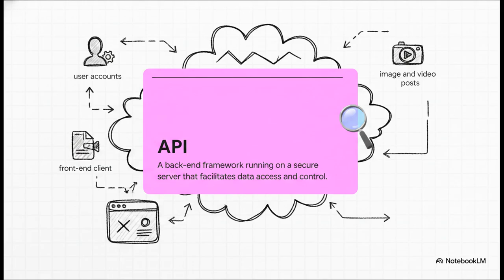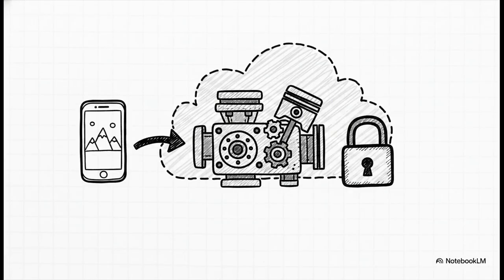Now, we all know the front end is what users actually interact with, right? But the real heavy lifting, that happens backstage. The API is basically our back-end framework running on a secure server. Think of it as the central nervous system that's managing user accounts, images, and video posts. It's literally the invisible engine powering our whole Kintsugi photo sharing app. It handles all that complex data safely out of sight. So when you swipe to refresh, your feed instantly populates with the latest media without you ever having to think about the routing happening behind the scenes.